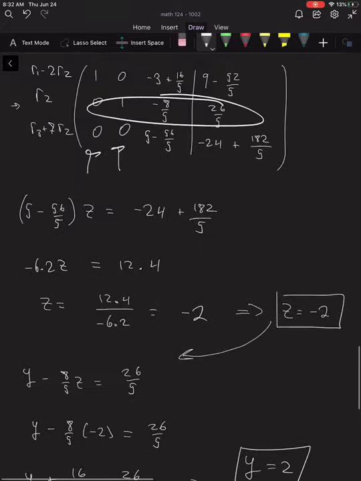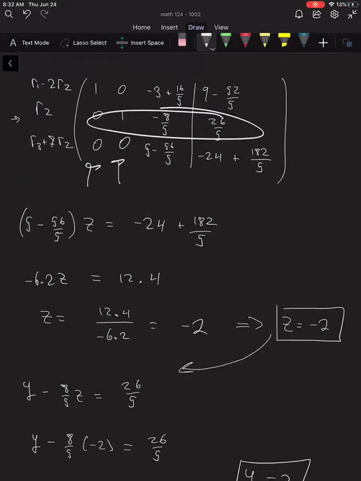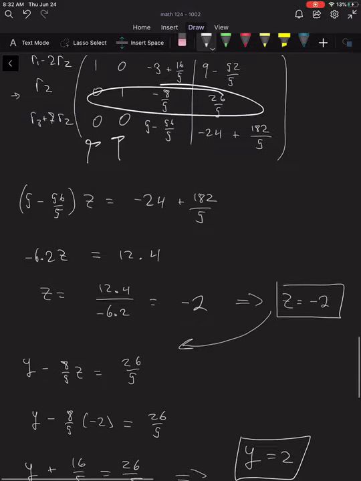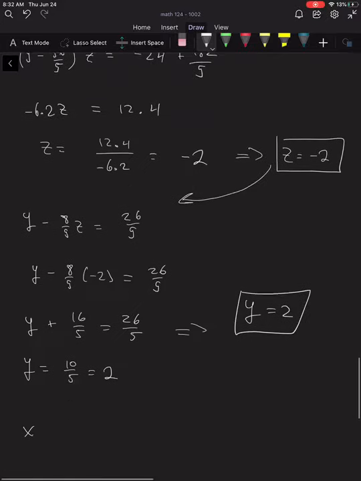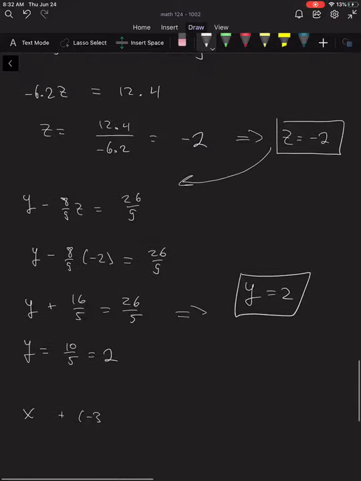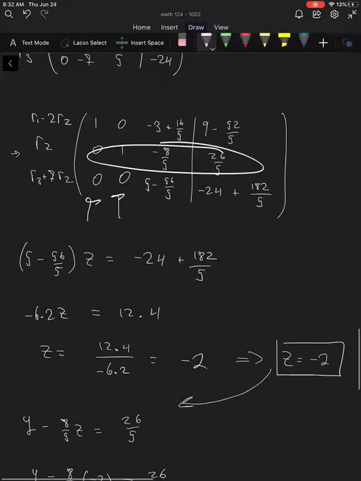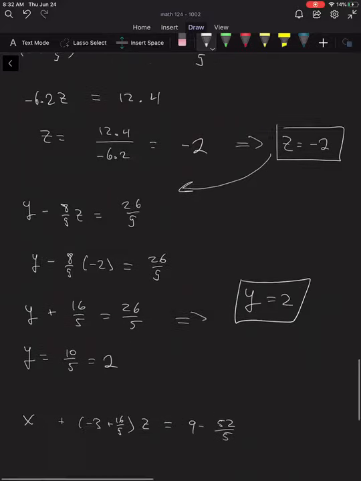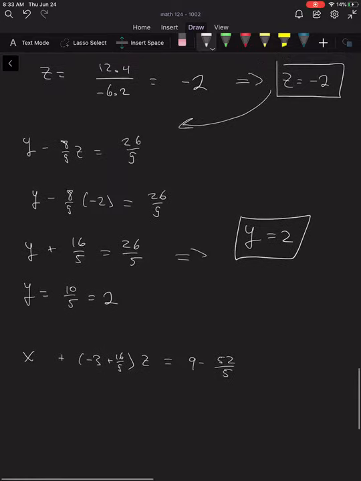All right, so now let's look at the top row. The top row of this last one tells us that we have 1 in front of the x, so we have an x, and then 0y, and then minus 3 plus 16 over 5, so plus negative 3 plus 16 over 5 z is equal to 9 minus 52 over 5. So now, we know what z is actually equal to. z is equal to minus 2.